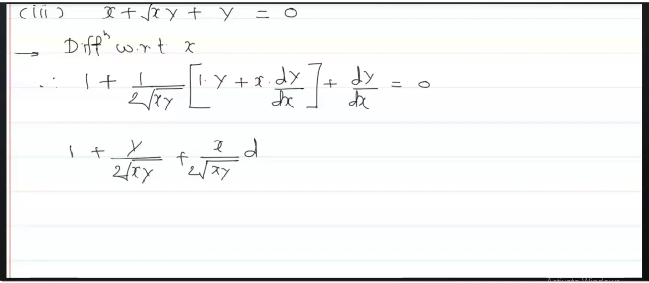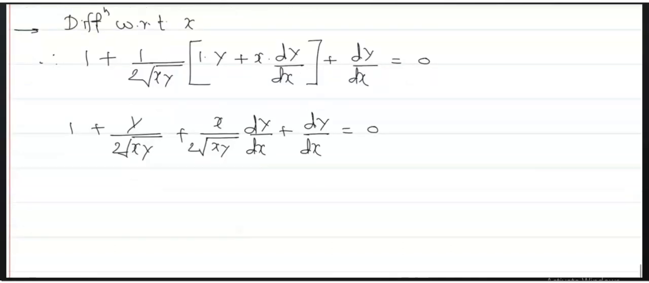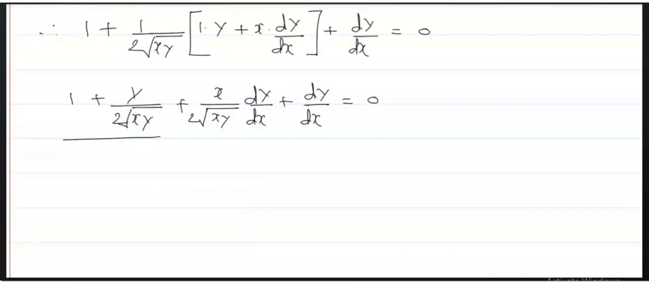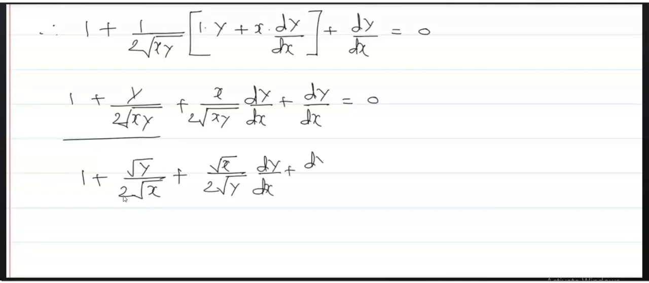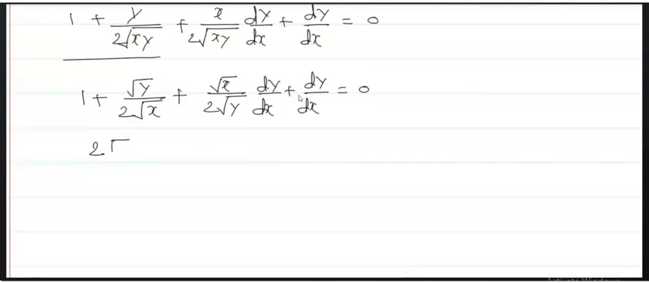Into dy by dx plus dy by dx is equal to 0. Therefore, one plus, now this is y and this is root y. Therefore root y upon root x, that is root of y upon 2 root x. It is also root x upon 2 root y into dy by dx plus dy by dx is equal to 0. Take dy by dx as common and simplify this.